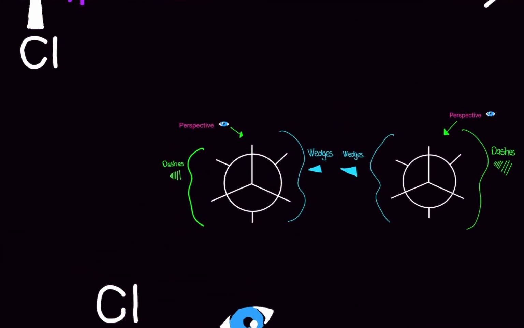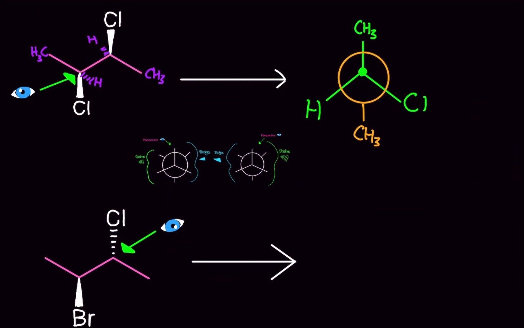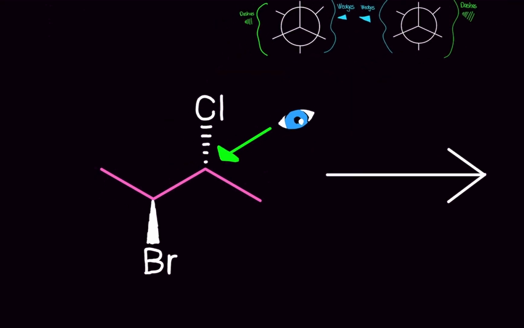According to the perspective, we're going from left to right. Wedges are on the right, dashes are on the left. The chlorine is on a wedge, so it is on the right-hand side of the molecule. So, right here. And this would leave the hydrogen right here on the left-hand side. Now, let's do this one.